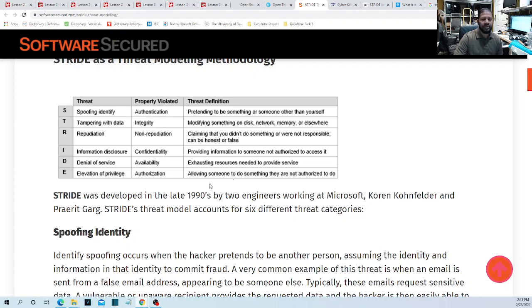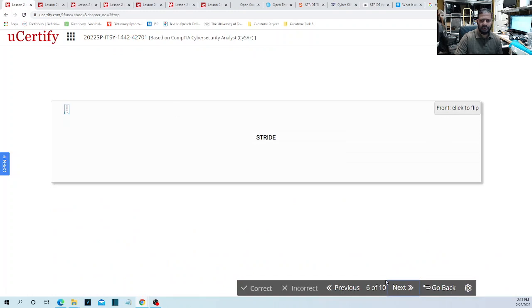So this is your STRIDE model: spoofing, tampering, repudiation, information disclosure, denial of service, and elevation of privilege. These are different types of threats, different types of attacks. Okay, STRIDE. Go next.